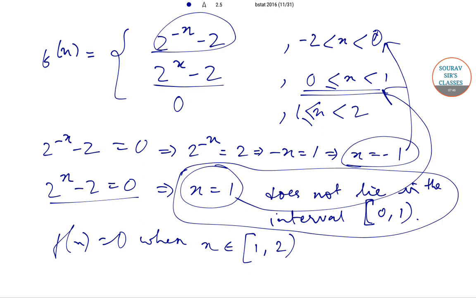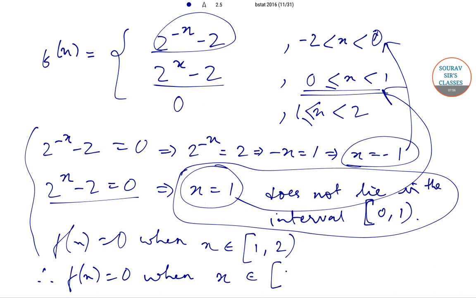So basically if we combine all three of this, we'll get that f of x is equal to 0 when x belongs to the set 1 to 2 union x equal to minus 1. We'll write it as like this. So this is the option B.